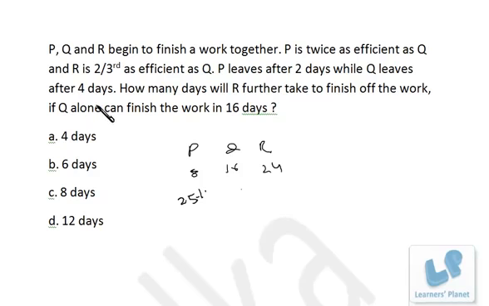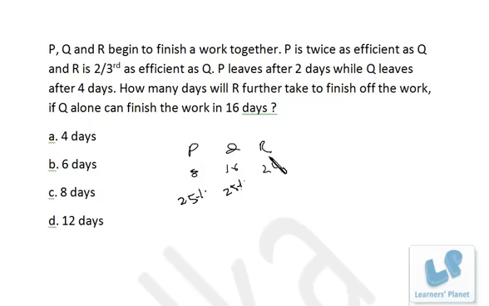Similarly, Q leaves after 4 days. That means Q might have done 25% of the work because his capacity is 16 days. Now 50% work is being done by P and Q. Now the remaining 50% work has to be done by R, right?